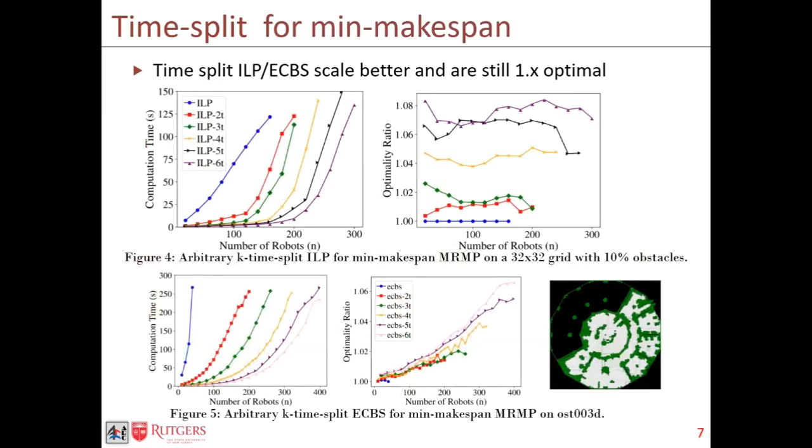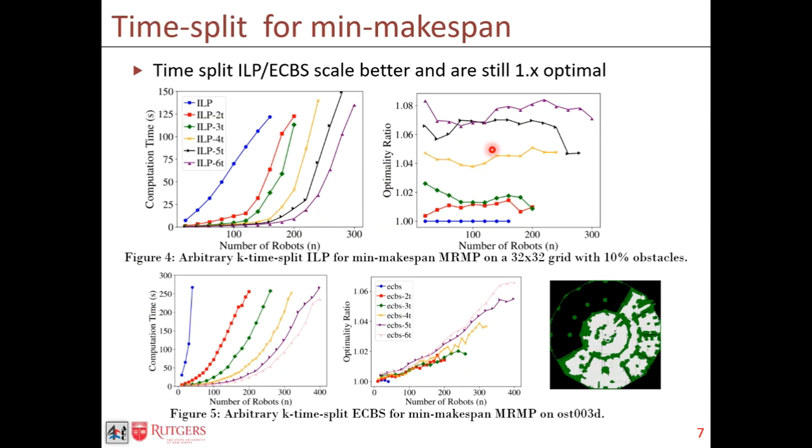We show that the time split heuristics can be applied in IRP solver and ECBS solver. First, we test time split IRP on a 32 by 32 grid graph with 10% obstacles, minimizing the max span. The starting goals are randomly generated. 2T is 2 times split for short, which means that the original problem is divided into 2 subproblems. With the time split heuristics, IRP solver can solve an MRMP instance with 300 robots, while the optimality ratio is below 1.1.